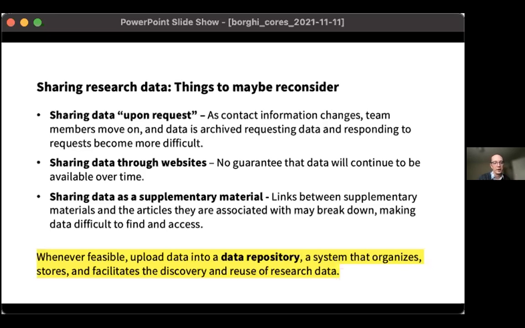So all of this is a long way of saying, we've been talking about data and sharing things throughout many of these talks, but whenever feasible, please upload data into a data repository, which is a system that is specifically designed to organize, store, and facilitate the discovery and reuse of research data. Depending on where you are in the grand landscape of science, you might have data repositories for your particular data type. Your research community might have a preference for a particular data repository. There's also generalist repositories, institutional repositories, all kinds of things.